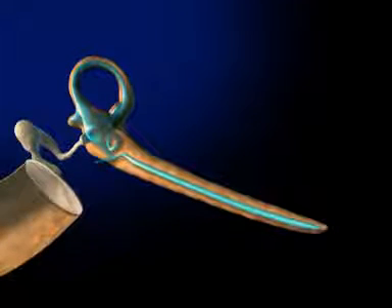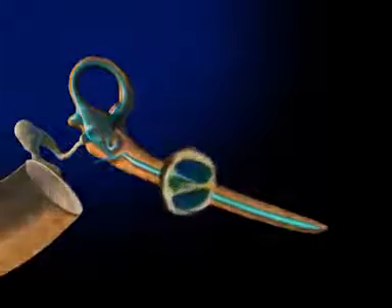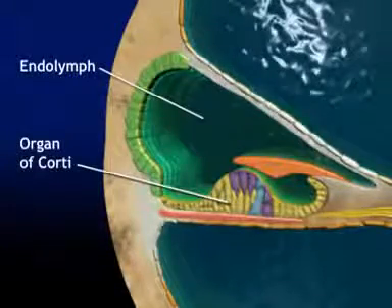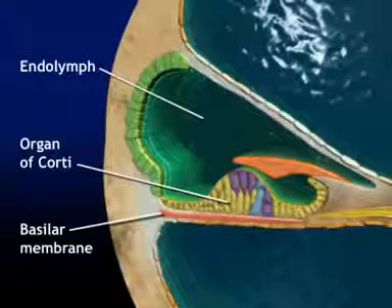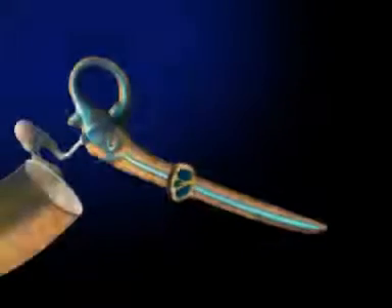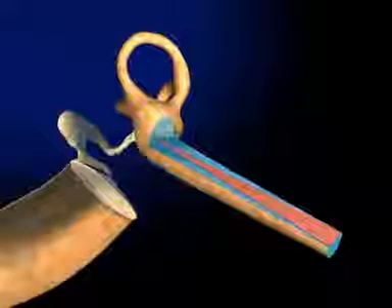You're looking at an uncoiled cochlea containing a basilar membrane floating in endolymph. The organ of Corti, which contains the auditory receptors, sits upon the basilar membrane. Movement of the basilar membrane stimulates the auditory receptors. Notice two structural properties that determine the way the basilar membrane responds to sound.